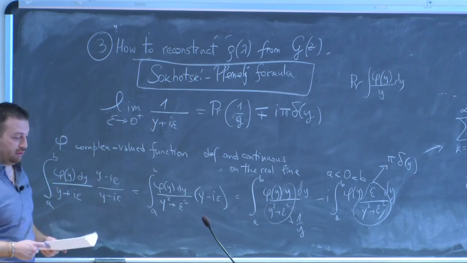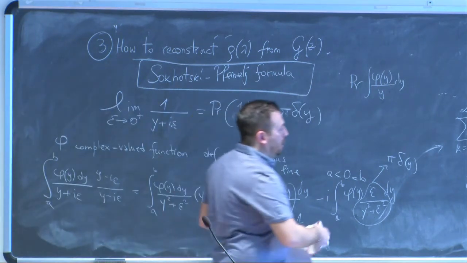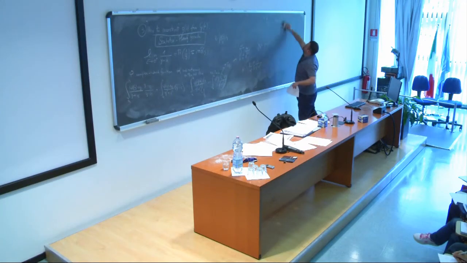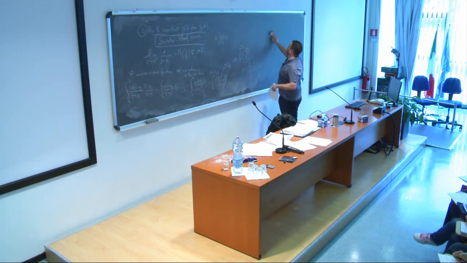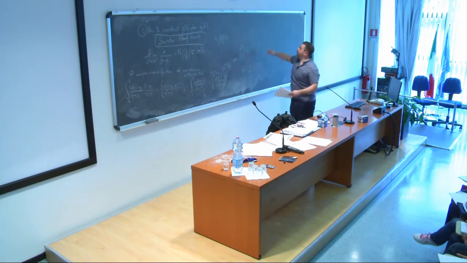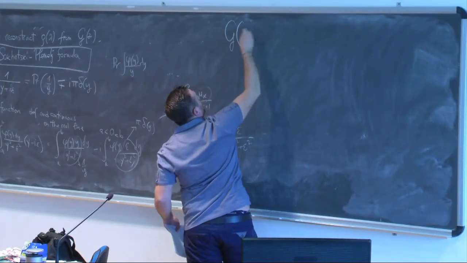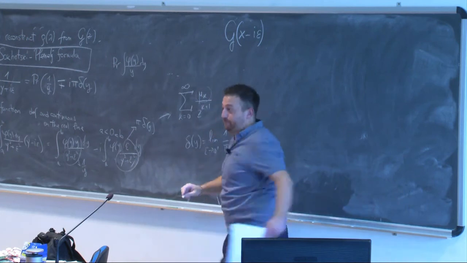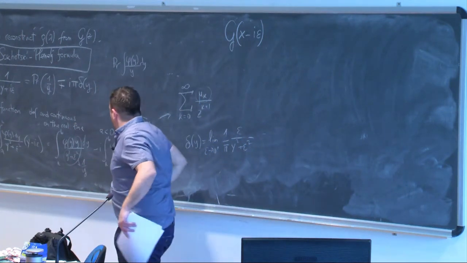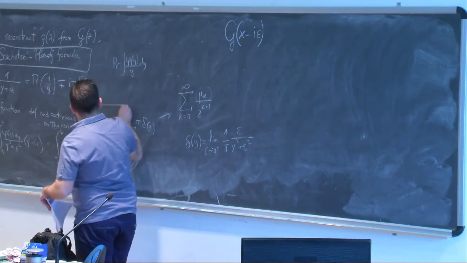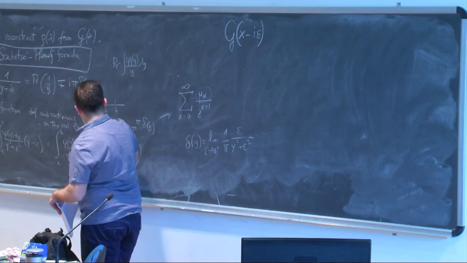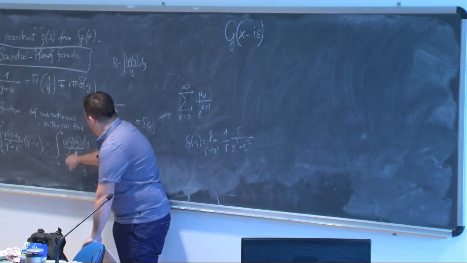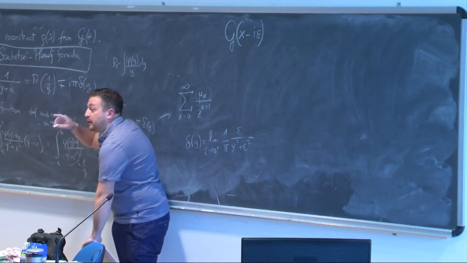Why is it useful for us for reconstructing the spectral density from the resolvent? Well, this is easy. Suppose that I compute my resolvent function not in z, but in x minus i epsilon. So you have a here, b here, and 0 is in between. So when you squeeze the denominator by sending epsilon to 0, this object becomes y over y squared, so it becomes 1 over y.